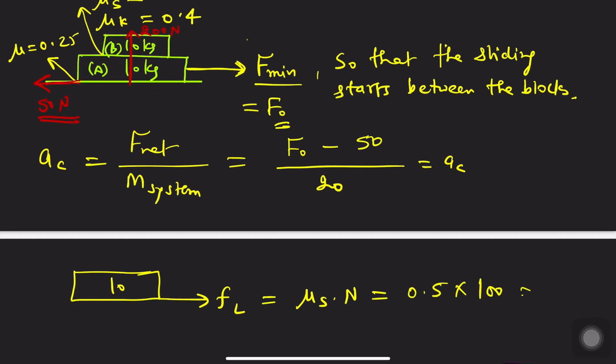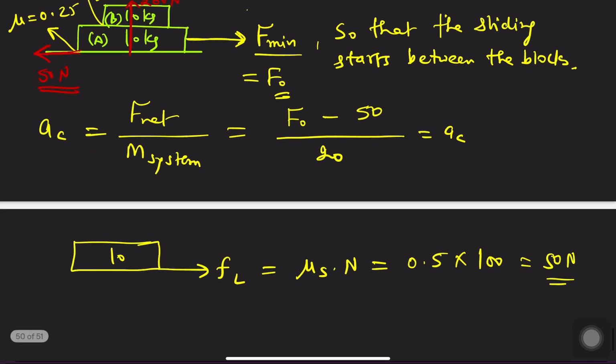N is 100, so it is 50 Newton. It means that the maximum friction acting on the upper block would be 50 Newton, and at that moment they will have a common acceleration. If you exceed the value of F naught from this value, just a little bit more, you are going to get a sliding between the two blocks.